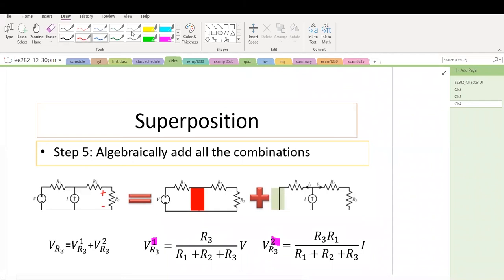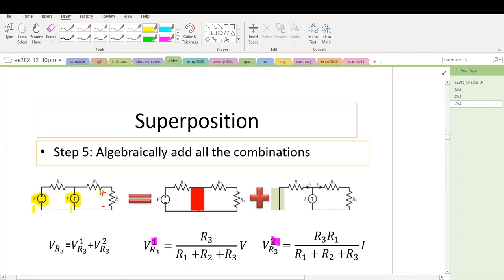Let's look at this circuit. The circuit involves a voltage source and a current source. They are all independent sources. When applying the superposition theorem, we are only considering the independent sources. The controlled sources do not come into play. In this case, there are two independent sources.